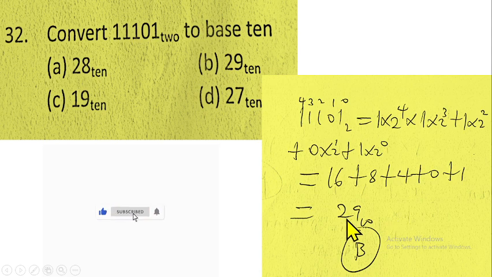If you add this together, that gives us 29 base 10. So option B is the correct option for question number 32.